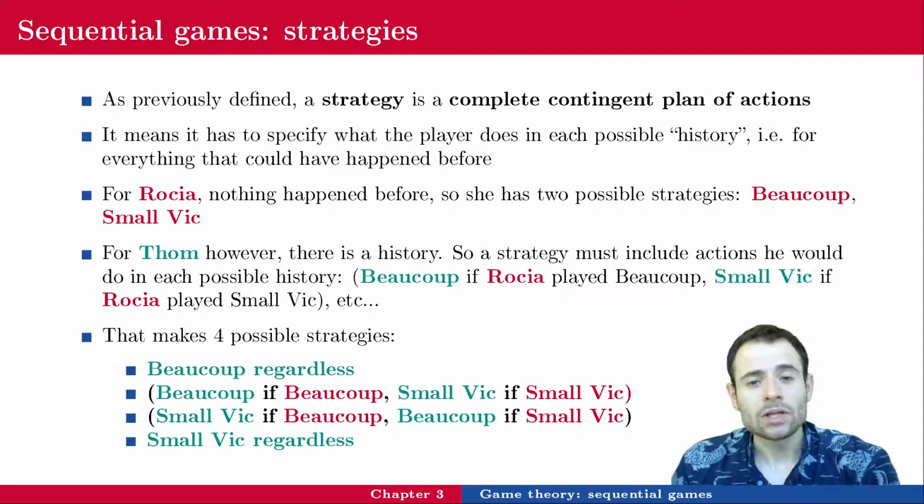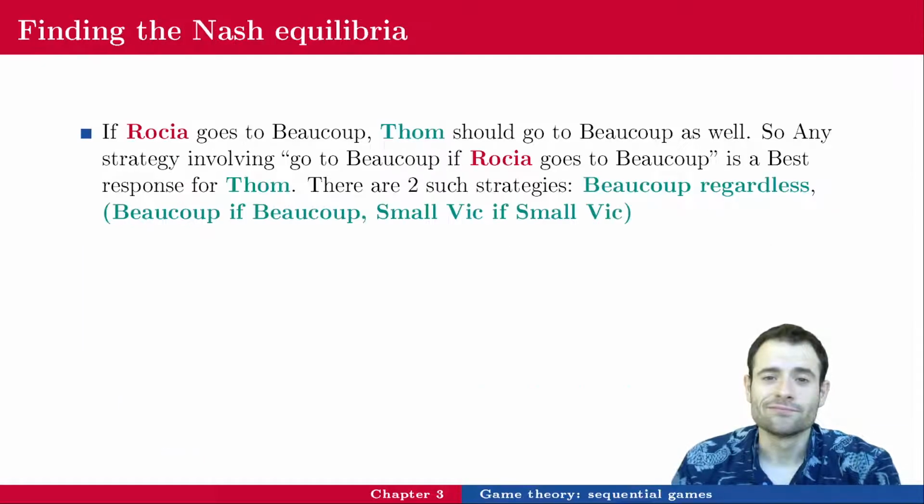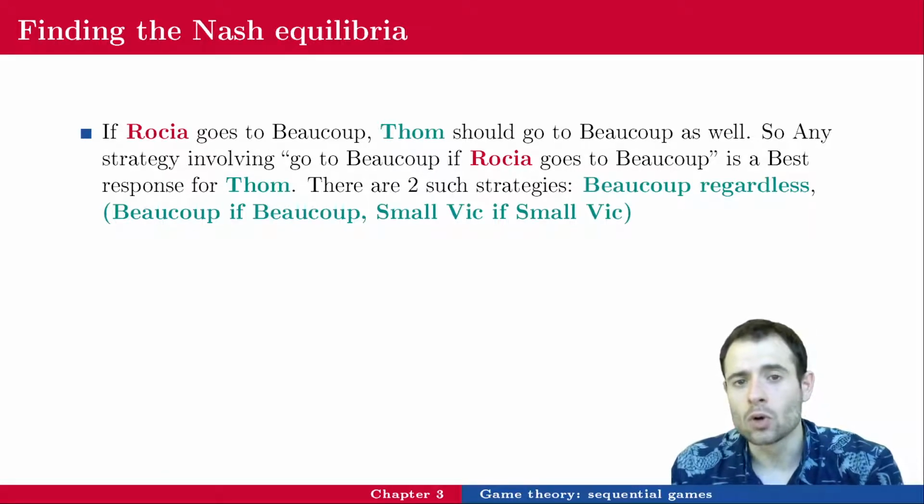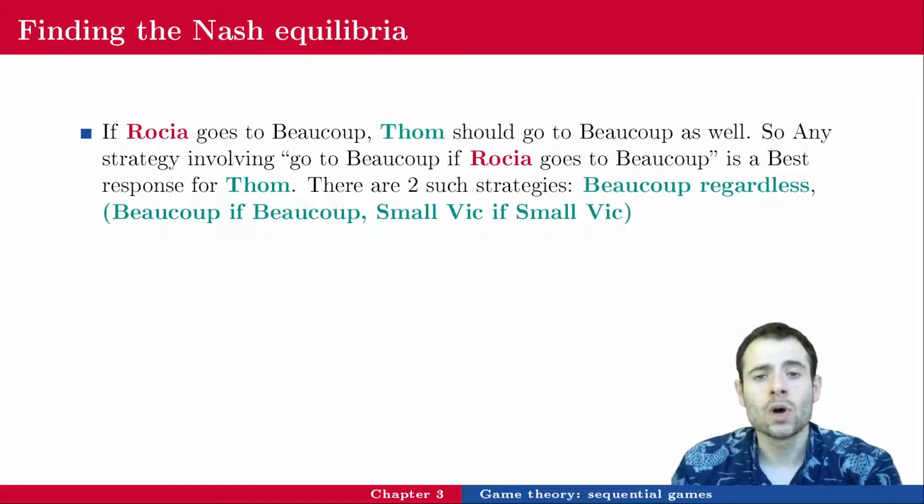Now that we have defined the strategies, let's get into finding the Nash equilibria. So if Russia goes to Boku, Tom should go to Boku as well. Why? Because if he goes to the other place, he gets a payoff of 0. And he observes what Russia is doing. So any strategy that involves going to Boku if Russia goes to Boku is going to be a best response for Tom. Right? Tom's best response is to follow Russia wherever she goes.